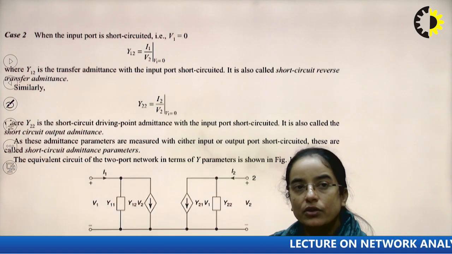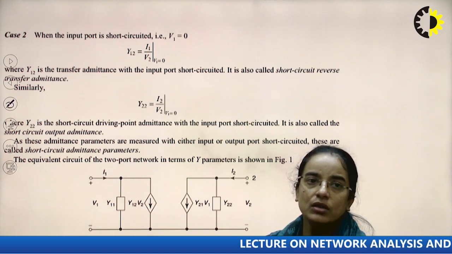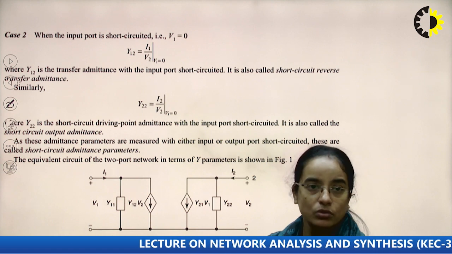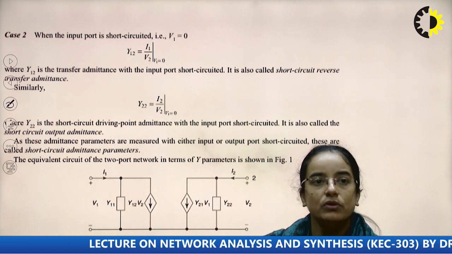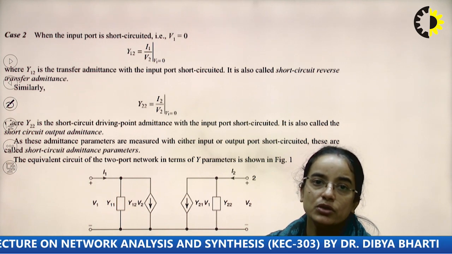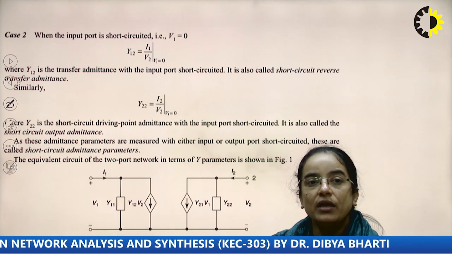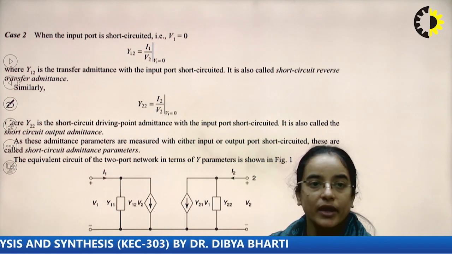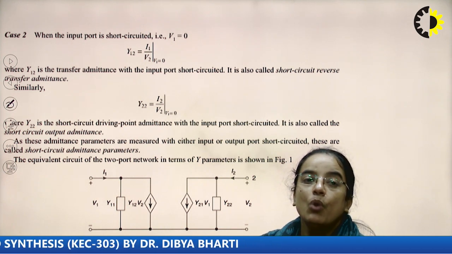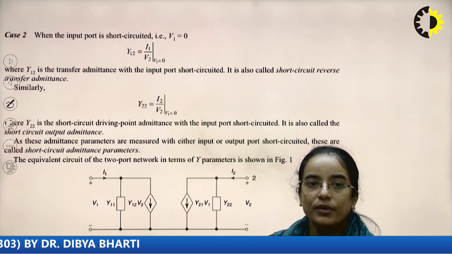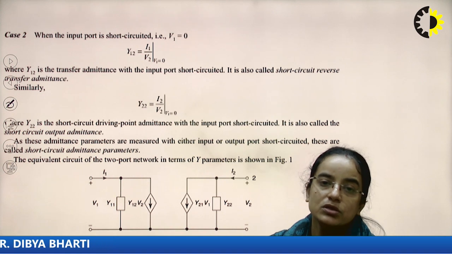Here, when we short the input port, that means V1 is 0, then we calculate Y12 and Y22. Y12 is the transfer admittance with the input port short circuited, known as the short circuit reverse transfer admittance. Y22 is the short circuit driving point admittance when the input port is short circuited.